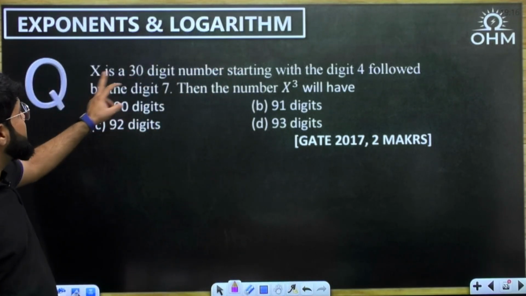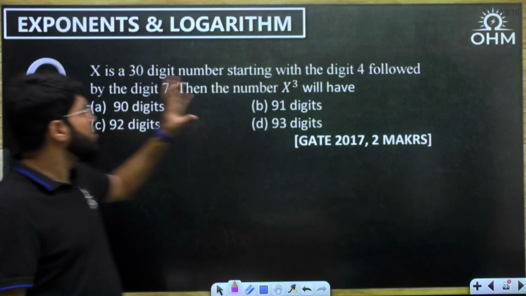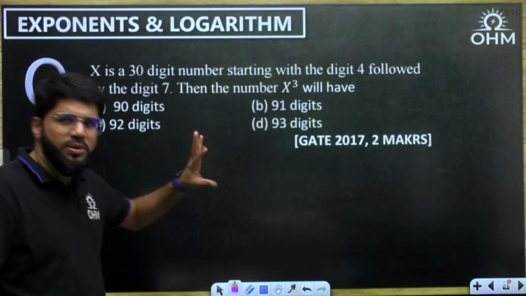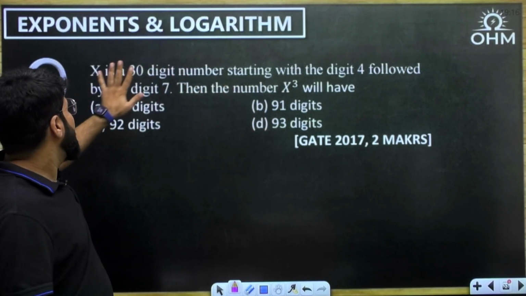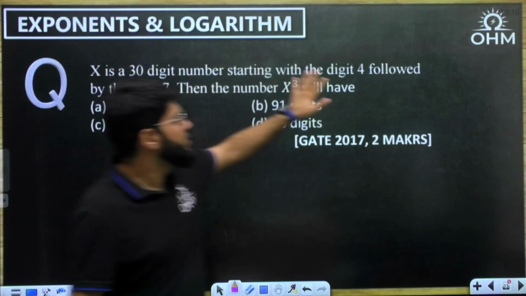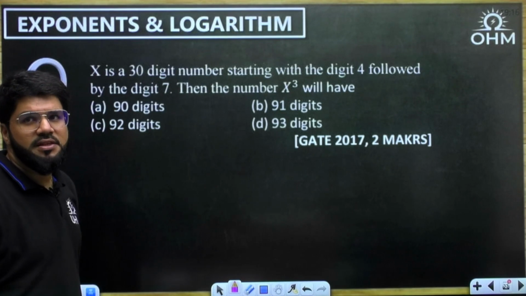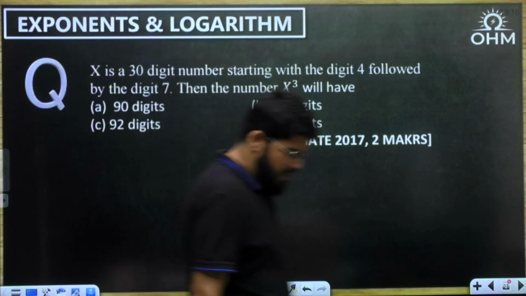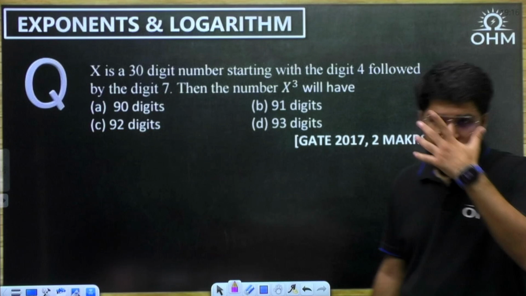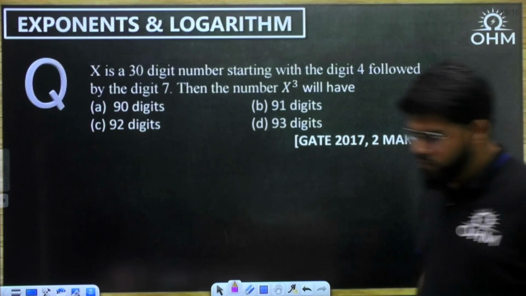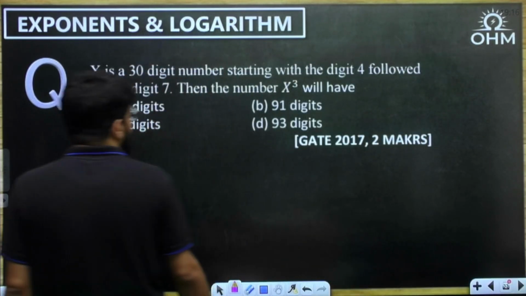X is a 30-digit number. Why is it a tricky question? Because the number is not actually given, only very partially given. X is a 30-digit number, starting with digit 4, followed by digit 7. Then the number x cube will have how many digits?